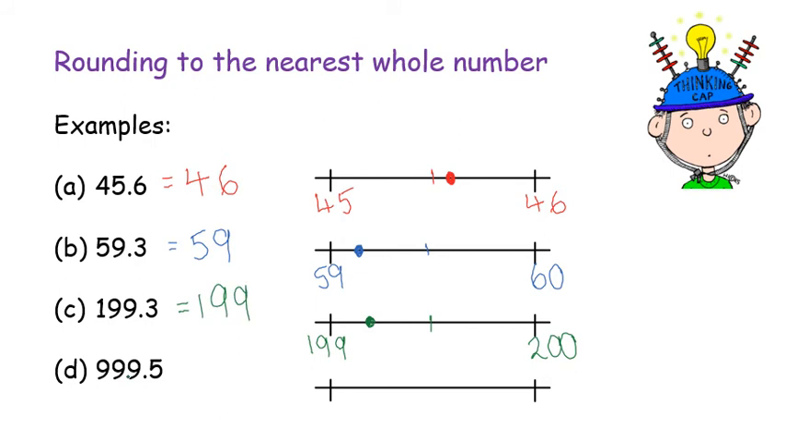And lastly, 999.5. Well, we need to decide if this number is closer to 999 or if it's closer to 1,000. That would be the next whole number. So somewhere halfway is where our exact number is. 999.5 is right there in the middle. And we know from our last example on the previous page that anything above or equal to 5 rounds up. So this would actually round to 1,000. Okay.